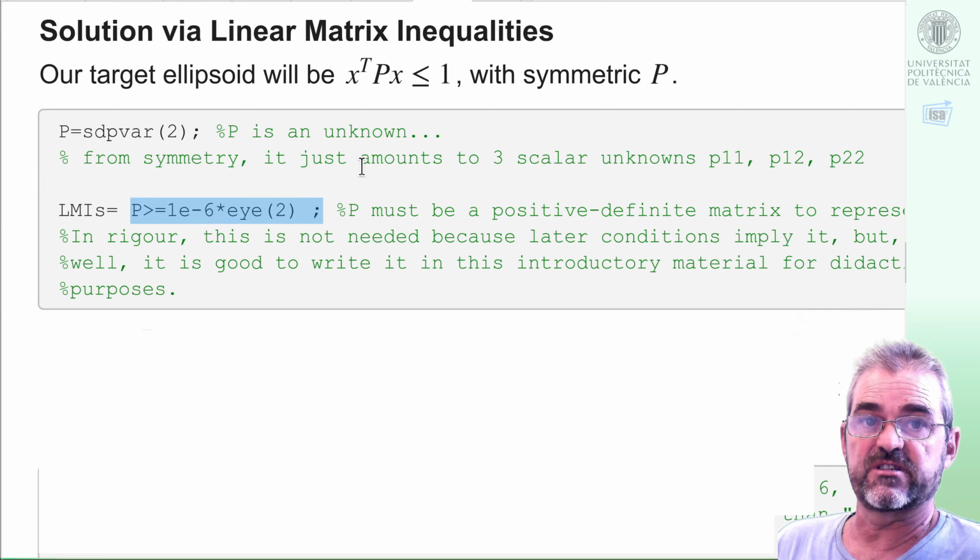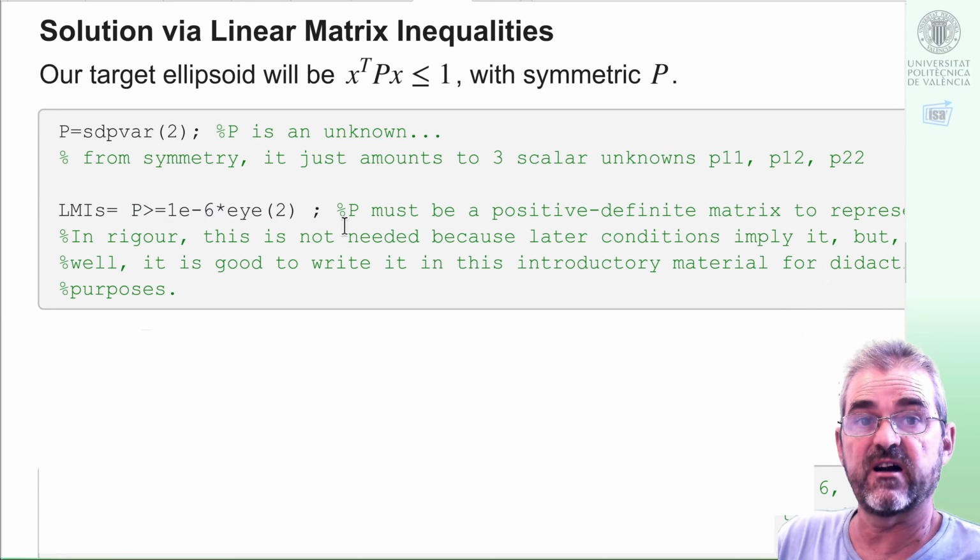Actually, this condition is redundant. More on that later. But it's important to conceptually understand that P must be a positive definite matrix to define a non-degenerate ellipse, and that even if in this problem we later see that it is not actually needed, in other kinds of geometric or control problems this constraint may be explicitly needed. So we highlight it to avoid forgetting this important fact.